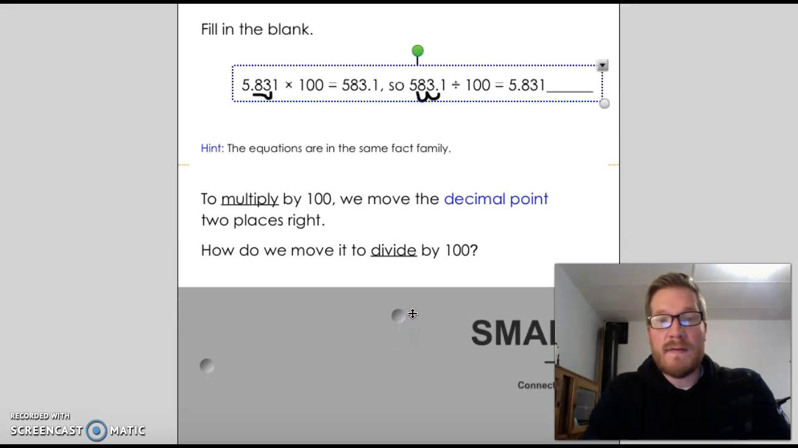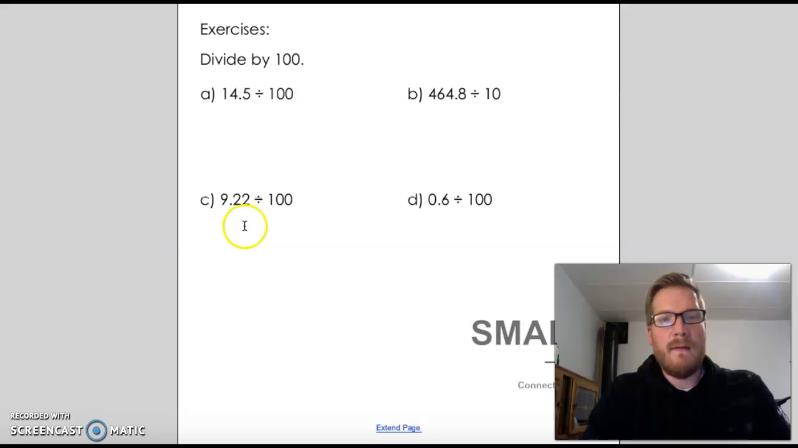So the equations are there in the same fact family. To multiply by 100, we're going to move the decimal point two places to the right, and then dividing by 100, we move it two places the other way to the left. So again, here's some exercises. Take a moment and pause it, work them out on your own, and then you can pick it up after that.